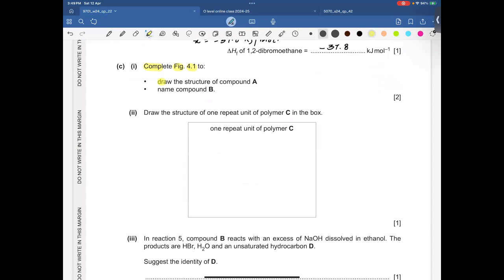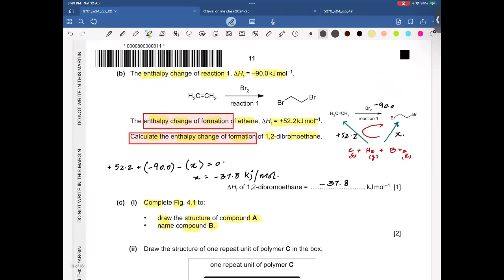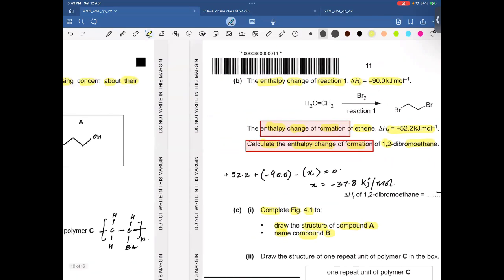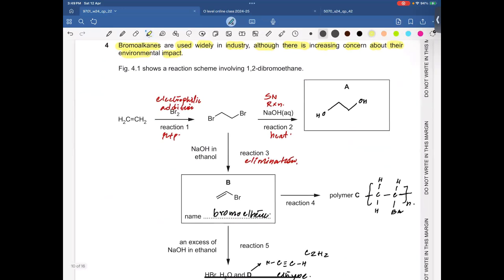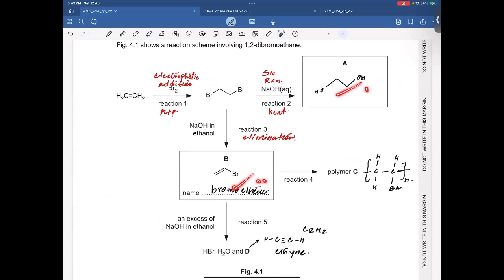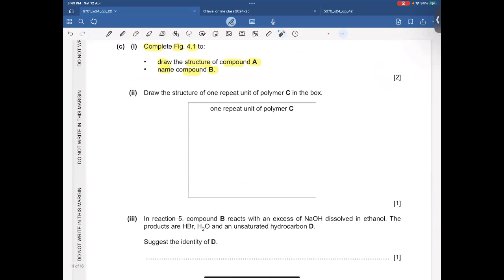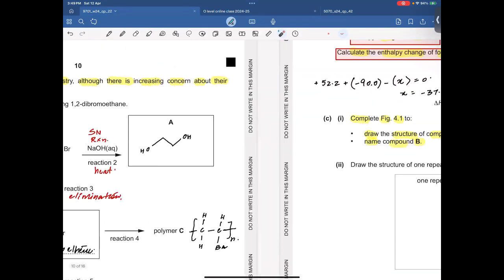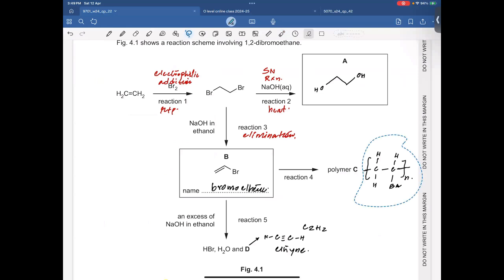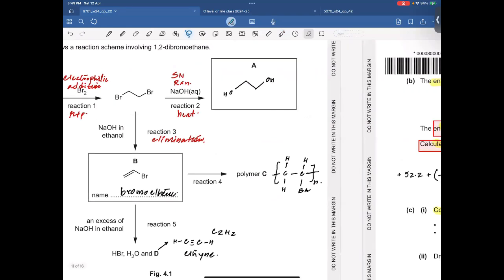Complete figure 4.1 to draw the structure of compound A, name compound B. Compound A I've already drawn, compound B naam bhi de diya. Draw the structure of one repeating unit of polymer C. So I've done that polymer. Let me copy this and draw that on the next page.